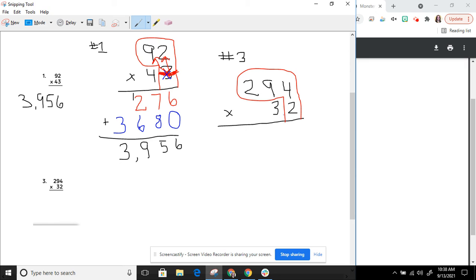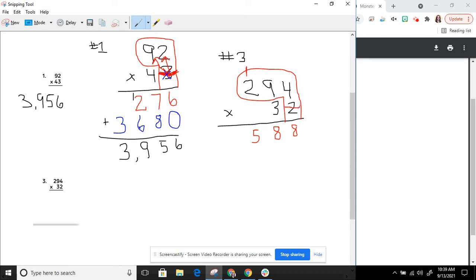Okay, so then I'm going to multiply inside of my turtle head. 4 times 2 is 8. 9 times 2, or 2 times 9, is 18. I'm going to put my 8 down. And this is going to be important. We still have to carry our 1. 2 times 2 is 4, and then I add my 1 that I've carried over from my 18. So 2 times 2 is 4, plus 1 is 5.